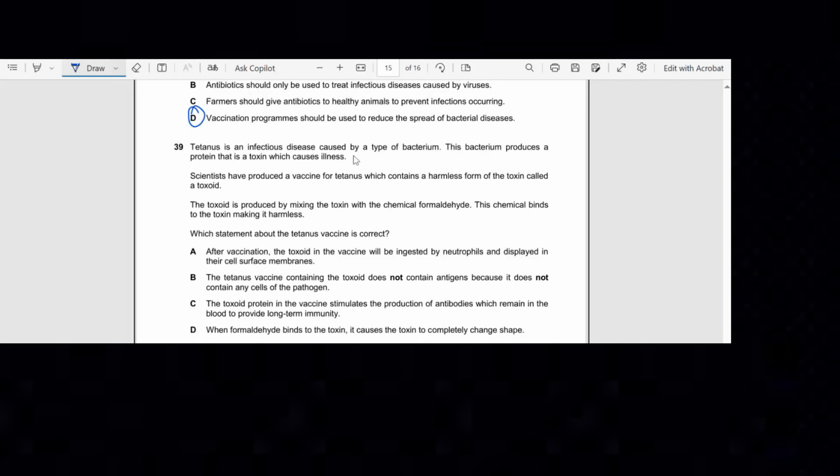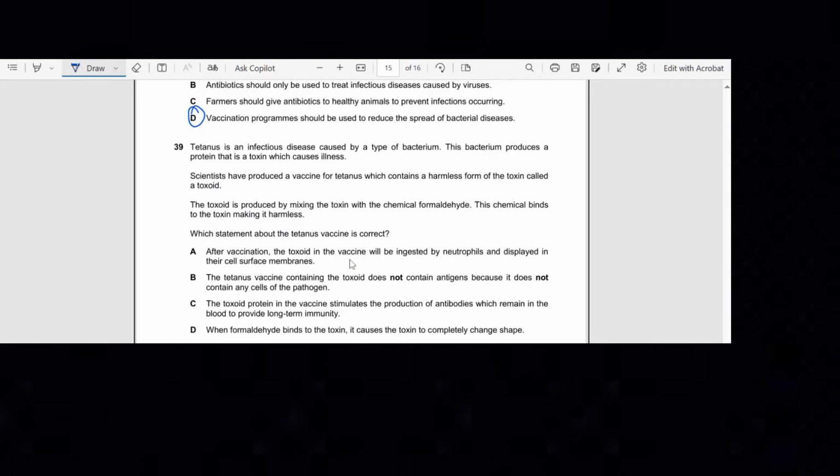Tetanus is an infectious disease caused by a type of bacterium, and this bacterium produces a protein that is a toxin which causes illness. Scientists have produced a vaccine for tetanus which contains a harmless form of the toxin called a toxoid. The toxoid is produced by mixing the toxin with the chemical formaldehyde, and this chemical binds to the toxin, making it harmless. My statement about the tetanus vaccine is correct.